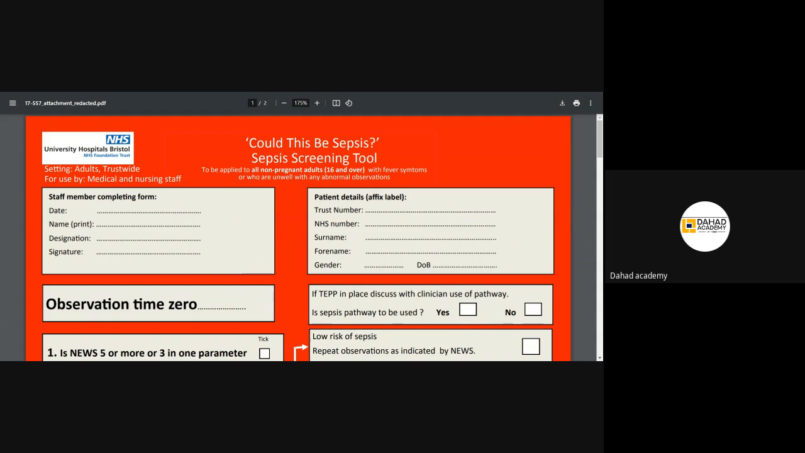And if you have any query, if you are unsure about anything, just ask. Just ask the registrars around you. Don't make it up. Do not make it up. Just ask, and you will have some answers.